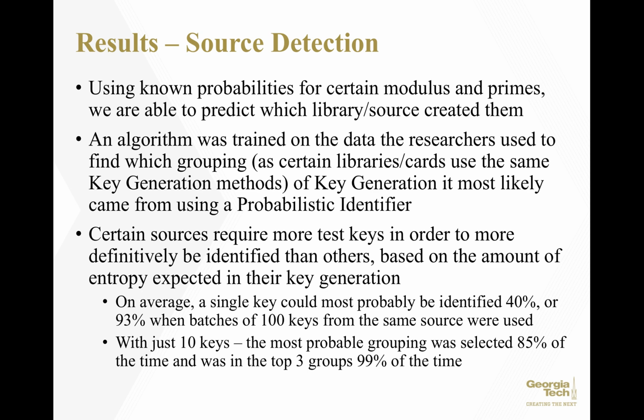for these keys. These keys were put in groupings, as certain key cards all used the same methods, and certain libraries also used the same methods for key generation. And based off this, the single key could be most probably identified 40%, meaning that it felt 40% confident that the top identified method would be how that key was generated.